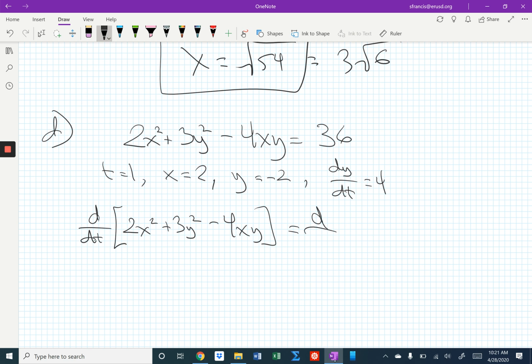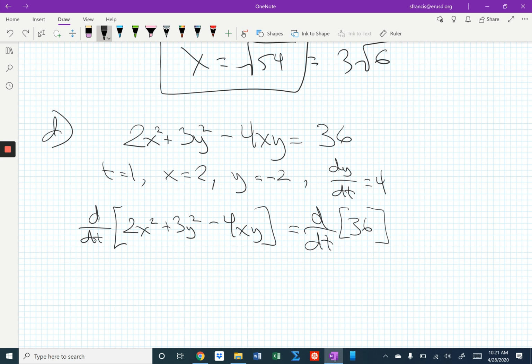And when we differentiate this with respect to t, we'll be able to plug in these values here. There won't be any t's, but this is at t equals 1. All of this stuff is true. And then we'll be able to solve for dx over dt, or x prime, if you decide to write it that way. So I'm differentiating with respect to t.